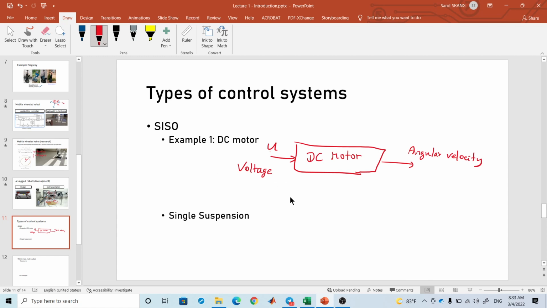Another example is a boost converter. In the previous semester, you already studied power electronics. So, boost converter.